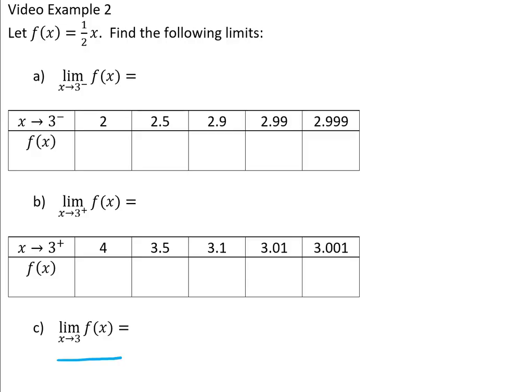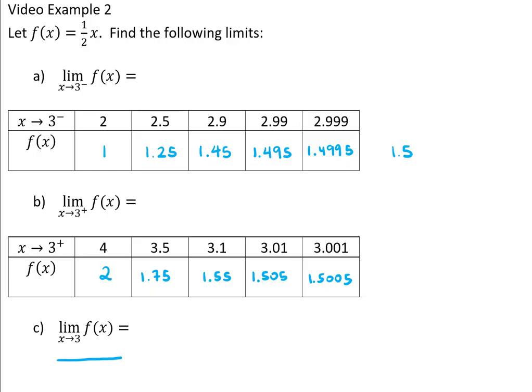To do the left-hand side, we want to approach the 3 from numbers that are less than 3. That is, let's start at 2 and get closer and closer to 3. I plugged in the values for x using my calculator, and I can see that as x approaches 3 from the left-hand side, then f of x approaches the value of 1.5. Let's go ahead and do this from the right-hand side.